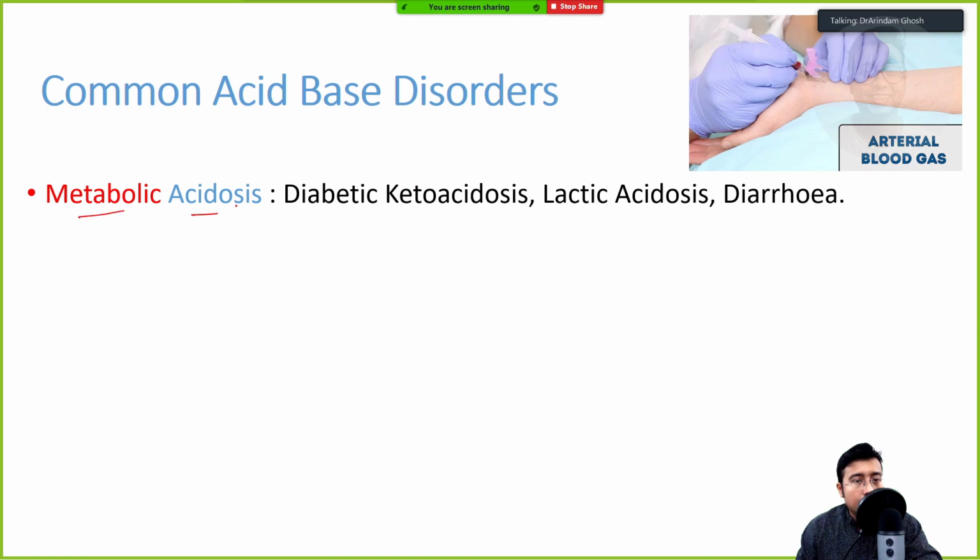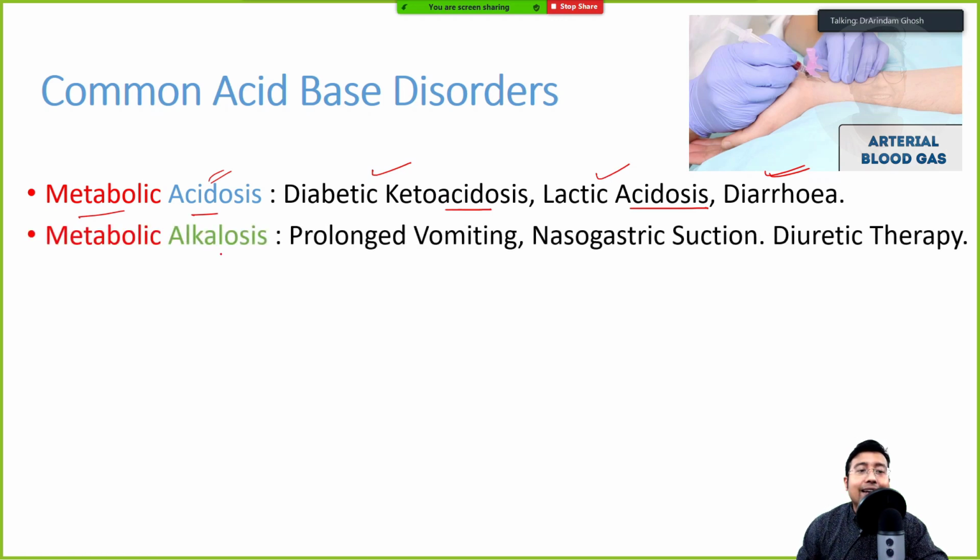Metabolic acidosis. The common causes of metabolic acidosis are diabetic ketoacidosis, any fixed acid production, lactic acidosis, and diarrhea. Why does metabolic acidosis happen in diarrhea? It is because the lower GI fluid is rich in alkaline fluid, so a lot of alkali is lost in diarrhea. It will lead to unbalanced acid in the body. So diarrhea is another cause of metabolic acidosis, and these causes have acidosis in their names, so it is definitely metabolic acidosis. Metabolic alkalosis, what are the causes?